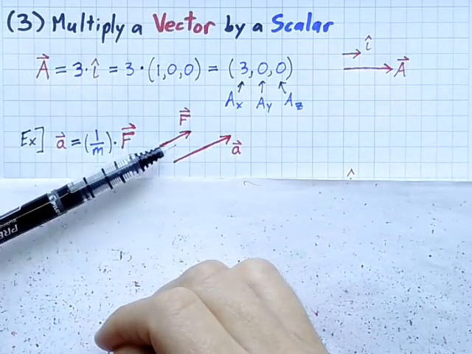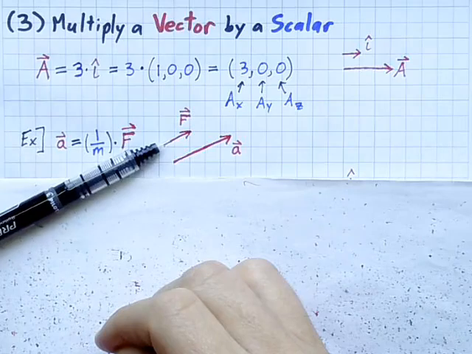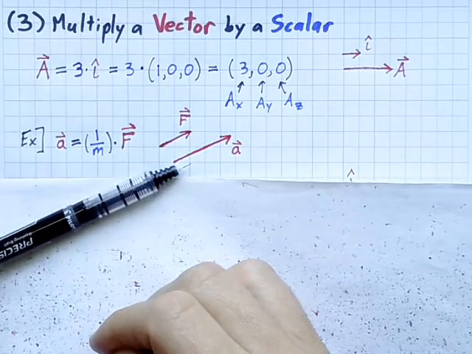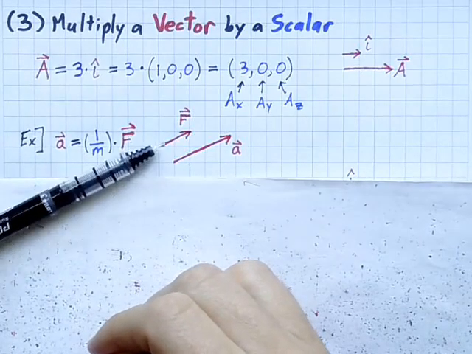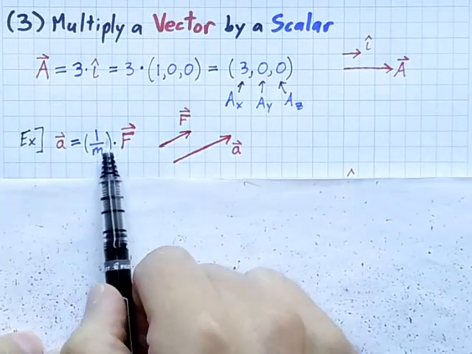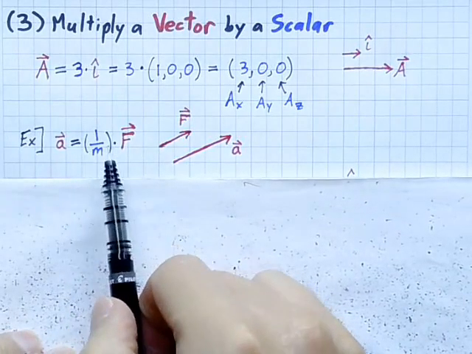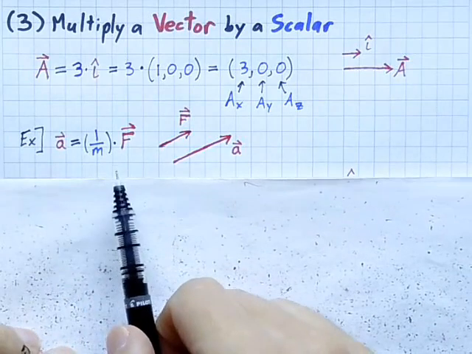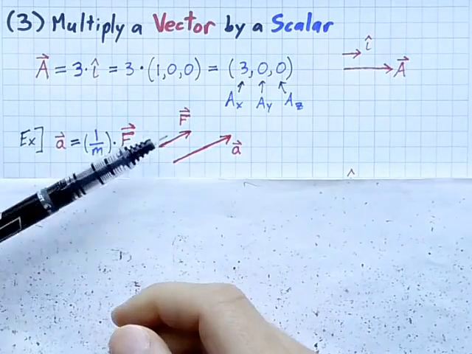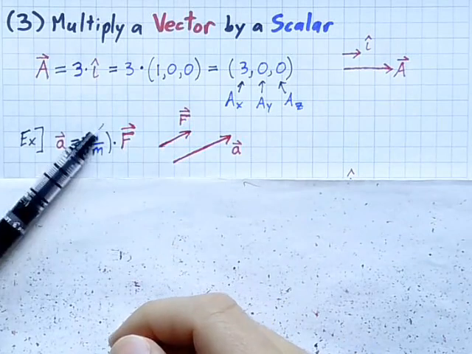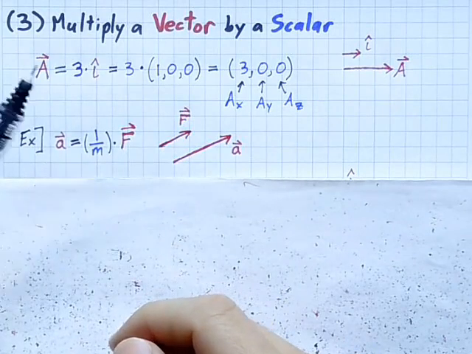So they both point in the same direction. Net force and acceleration will always be parallel, but they'll be of different magnitudes because of this scale factor here, the 1 over mass scalar that is being multiplied. They'll also have different dimensions because your scalar here has dimensions, 1 over kilograms.